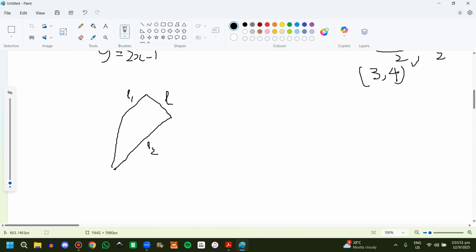Now I got a third line here, line 3. Now line 1 is perpendicular to line 3, which means the gradient of both line 1 and line 2 is -1 over the gradient of line 3 because they are perpendicular. Understand? Great. Now another thing you need to learn about coordinate geometry is the shoelace method.